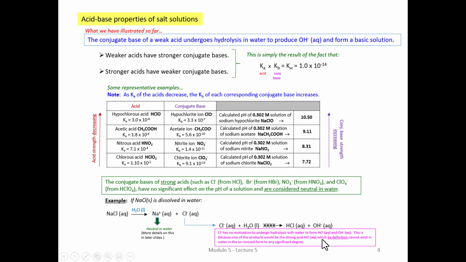This is because one of the products, if it did that, would be the strong acid HCl, which by definition cannot exist in water in the unionized form to any significant degree. So chemists would call chloride a pathetically weak base, which we did mention in a previous lecture. It's very poor at trying to abstract an H plus from water, and effectively it does not, and so chloride, the conjugate base of the strong acid HCl, is neutral in water. So we expect a solution of sodium chloride to be neutral.